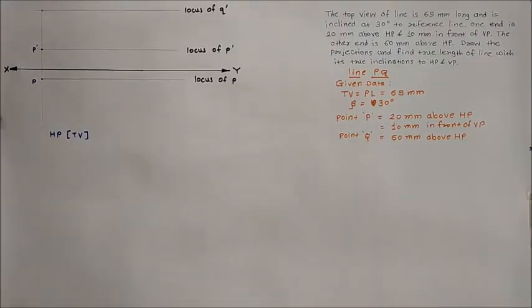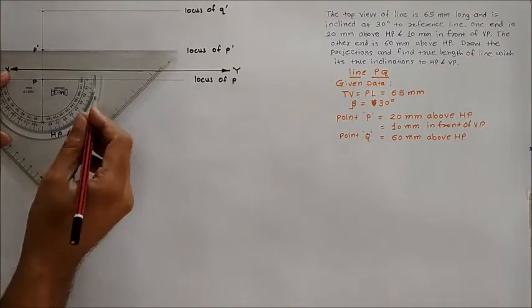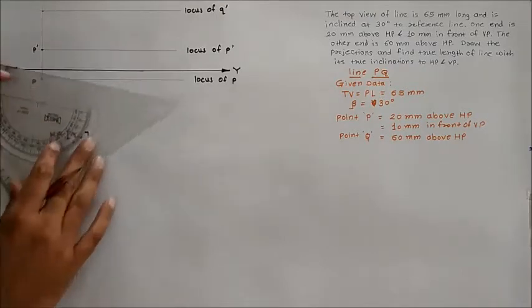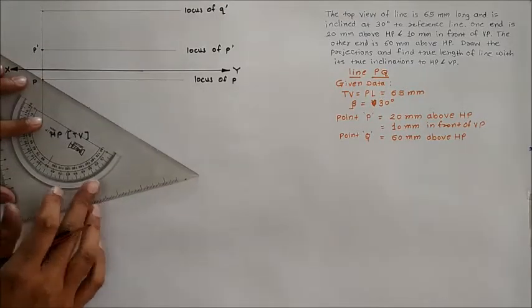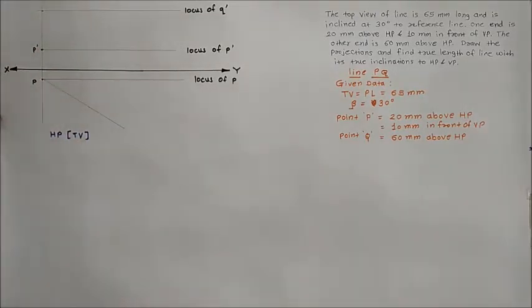After this, the top view means plan length is given. Plan length is 65 mm and angle made by that plan length is 30 degree given. So we'll mark that plan length at an angle 30 degree as a top view. So by considering point P, you have to measure angle 30 degree and draw a line which starts from point P at an angle of 30 degree to the XY. On this line you have to mark the plan length.